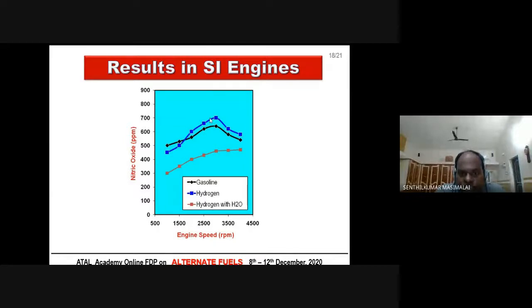So this can be minimized. The higher NO can be minimized if you introduce water. If you inject water along with the hydrogen-air mixture, you can minimize the NOx emission. In addition, you can go for EGR for controlling NOx. So these are some of the results of the spark ignition engine fueled with hydrogen.